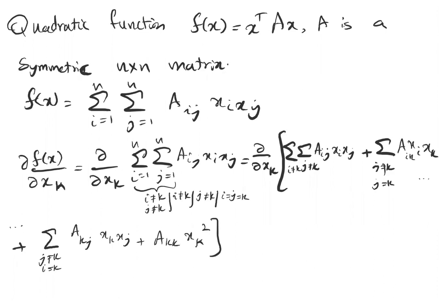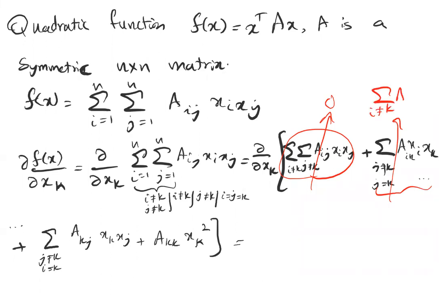All right, so now let's see what will happen. The derivative of the first term with respect to x k is 0. The derivative of the second term with respect to x k is the sum over i not equal to k of a i k, x i. The derivative of this term is the sum over j not equal to k of a k j, x j.